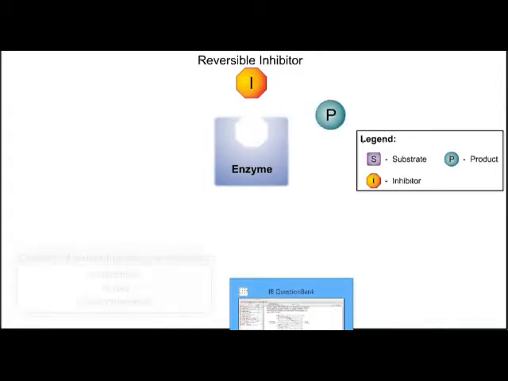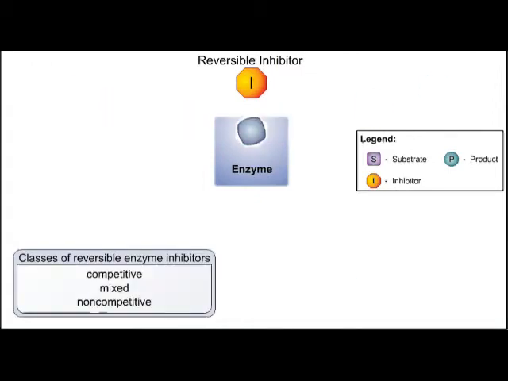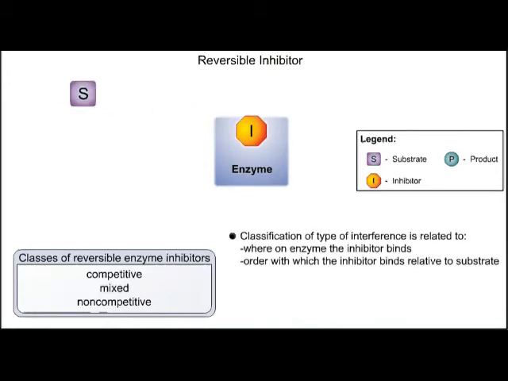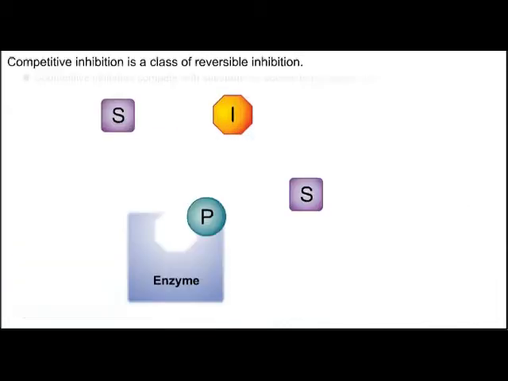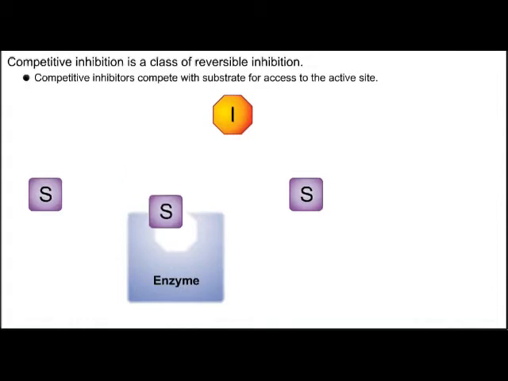Reversible inhibitors can be classified as competitive, mixed, or non-competitive inhibitors. If the detailed mechanism of inhibition is known, then the classification can be made by identifying where on the enzyme the inhibitor binds, or the order with which it binds relative to substrate. Alternatively, a determination of simple kinetic parameters can generally be used to classify the inhibitor. Competitive inhibitors compete with substrate for an enzyme's active site, lowering the enzyme's likelihood of binding substrate and slowing the observed reaction velocity.